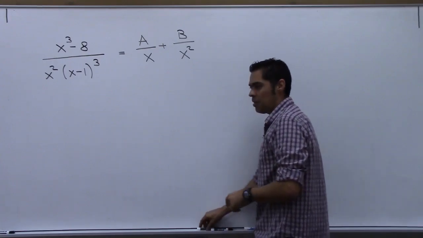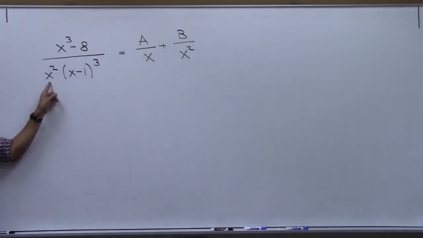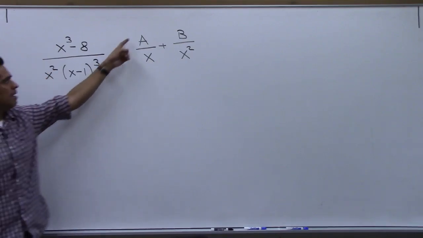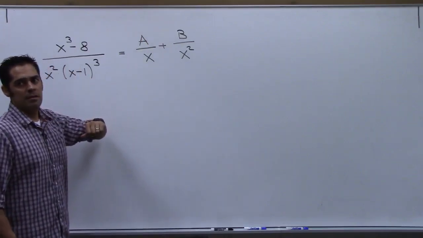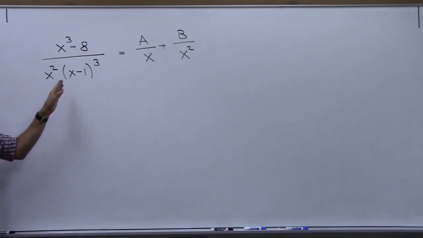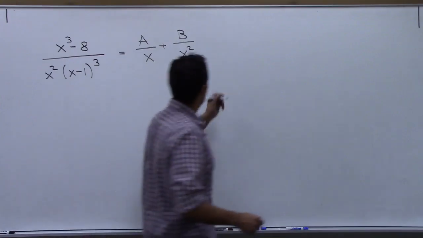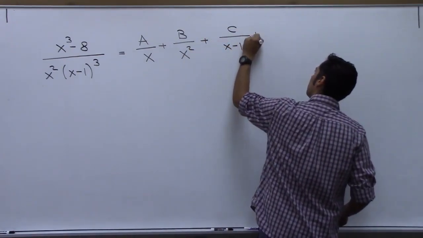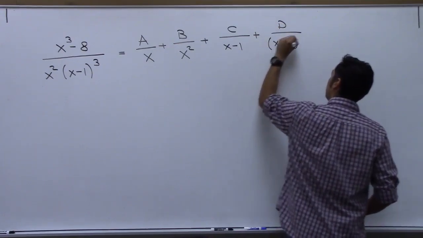That is correct to start it out. You have a repeated linear factor, squared, so you start out with just a over x, and then b over x squared, and then you stop and move on to the next one. Will C remain x minus 1 cubed, or will that go on? It's got to go the same way. C over x minus 1, and then D over x minus 1 squared, and e over x minus 1 cubed.